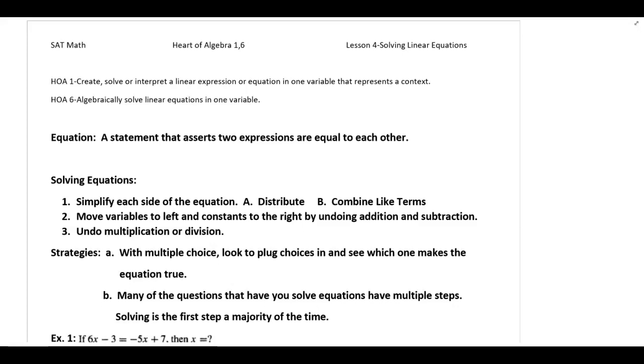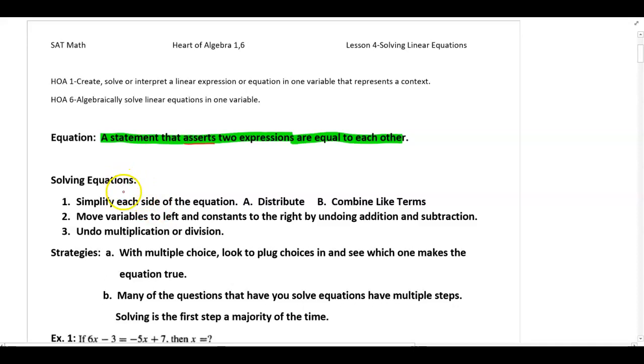First off, what is an equation? It is basically a statement that asserts two expressions are equal to each other. The key word there is asserts. In order for you to have a solution to an equation, it must be the value of the variable that makes the equation true.